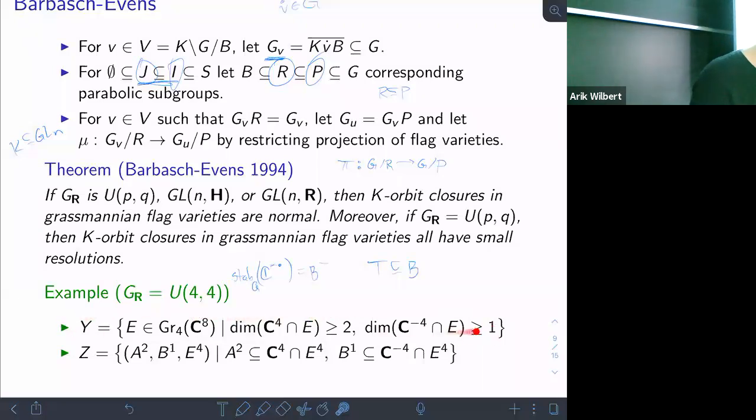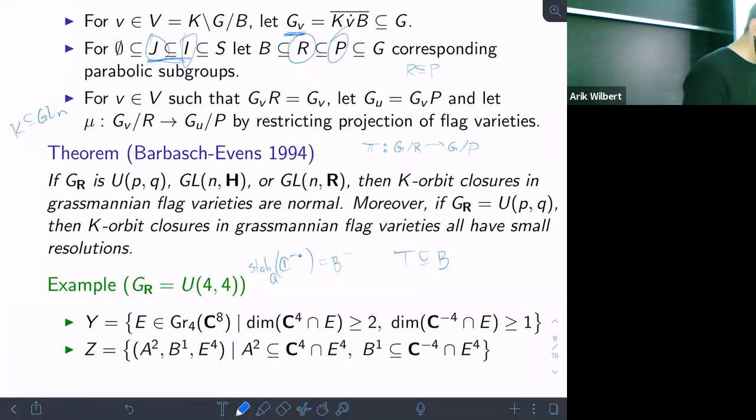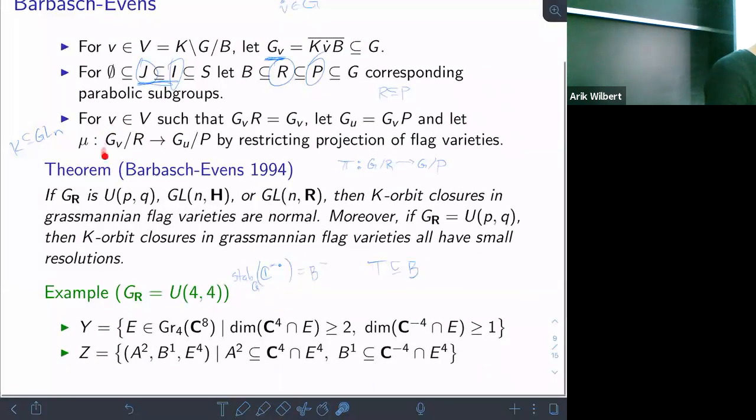Okay, so this is a singular K-orbit closure, and Barbasch and Evens described how to find a small resolution of this. So here's what you do: you take a plane in C4 and E4, a line in C minus 4 and E4, and that turns out to be a resolution. This doesn't look so smooth at first sight, but the reason it's smooth is because you can describe it actually as a smooth K-orbit closure in a flag variety.